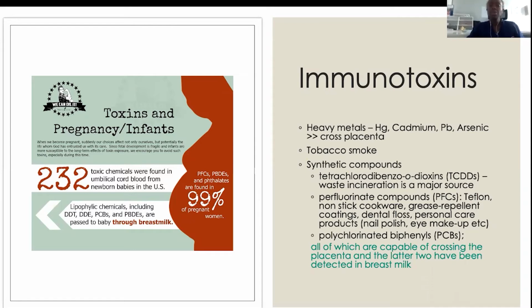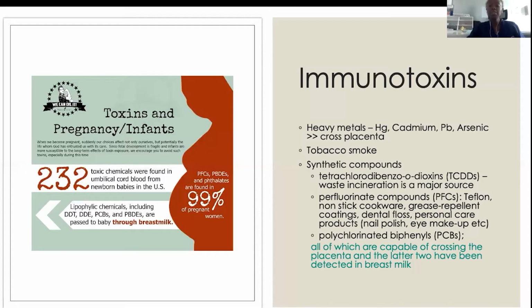Some of these immunotoxins include heavy metals, things like mercury, cadmium, lead, arsenic, which have been shown to cross the placenta and as such get to the baby and actually cause some immunomodulation. Tobacco smoke, synthetic compounds such as the tetrachlorodibenzo-dioxins, whose major source is waste incineration. Where there are incinerators, you see that very dark smoke coming out of those chimneys, quite a major source of an immunotoxin.